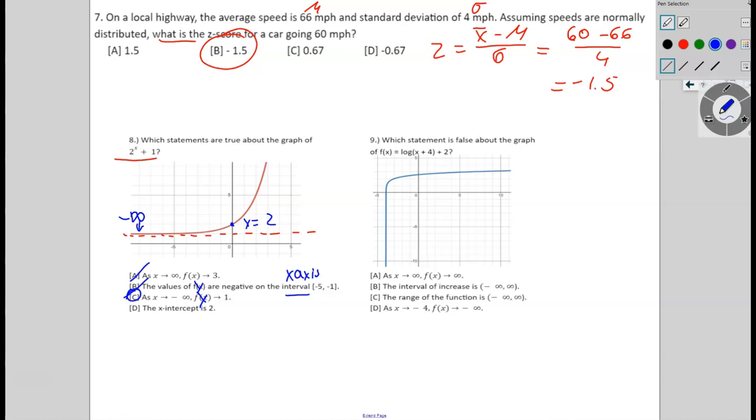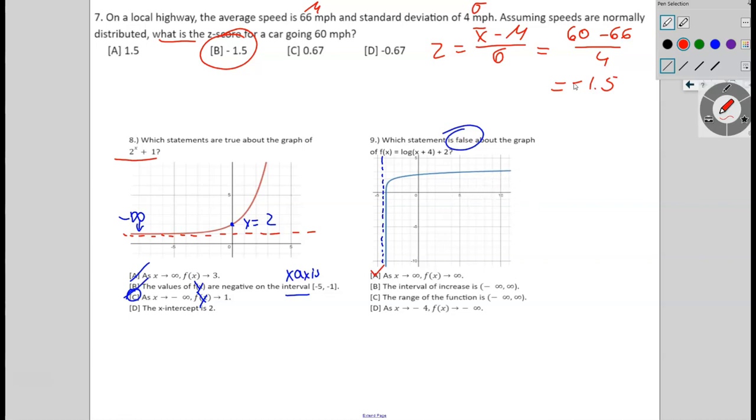Question 9. This is a log function, obviously. So my asymptote is going to be vertical, and it looks like it's going through -4. Here it says which statement is false. Option A: as x approaches positive infinity, my function is going up. That is correct, so that is not our answer. We're looking for the false statement.